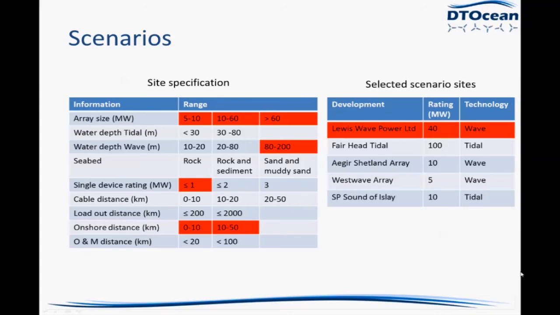I have highlighted that because we needed a representation of the electrical network, and we've done some work with the network in Lewis. So we had system impedances from that side, which we could use in the modeling work.